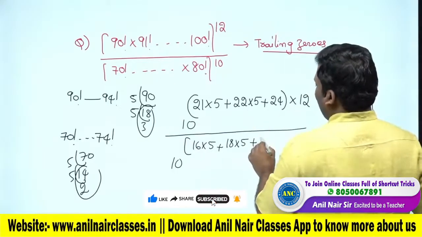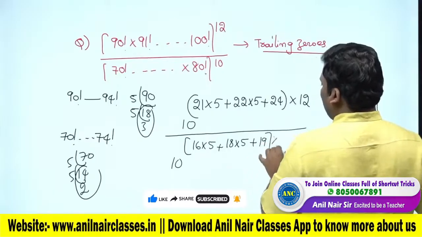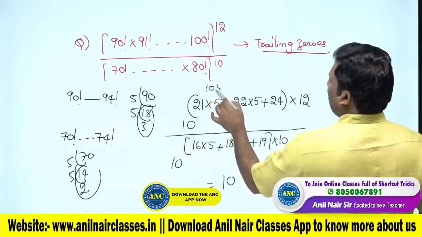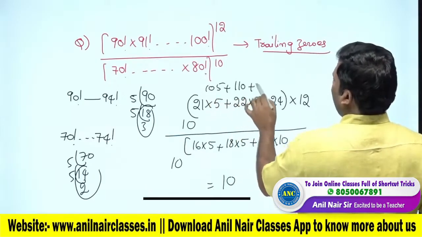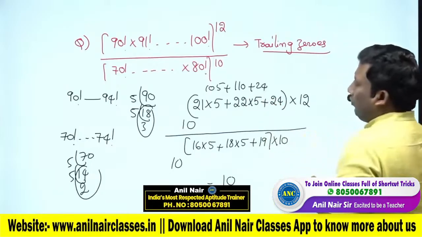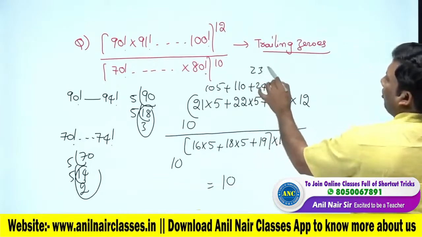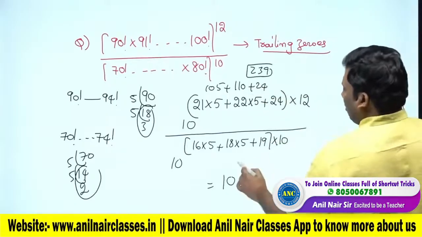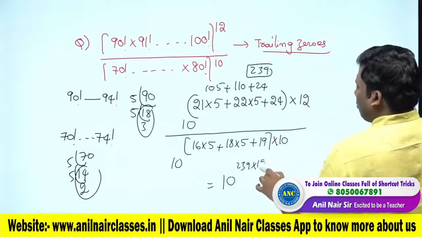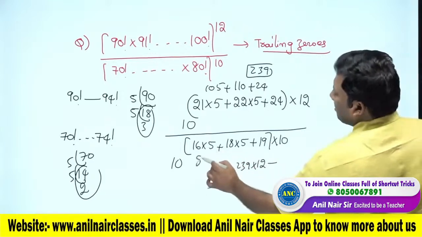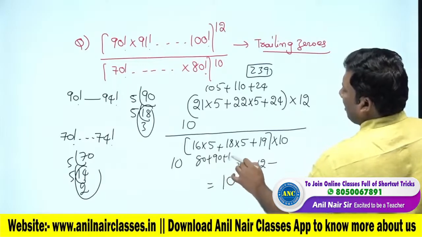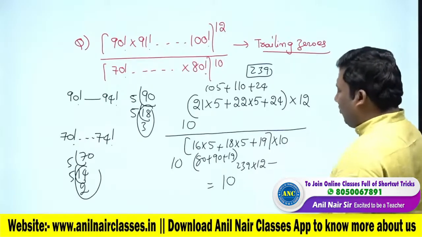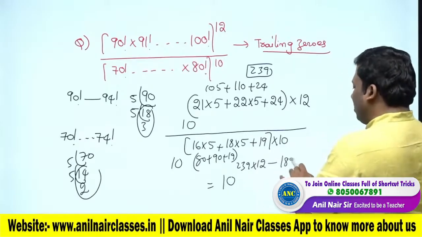80 will be one more than that. It is 19 into 10. Into 10. So this will be 105. This will be 110. This will be 24. These 215. 215 plus 24, 239. And this will be 10 power 239 into 12 minus 16 5s are 80, 18 5s are 90, plus 9, 170 plus 19, 189, 189 into 10, 1890.